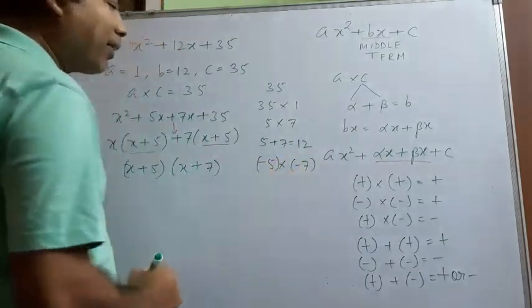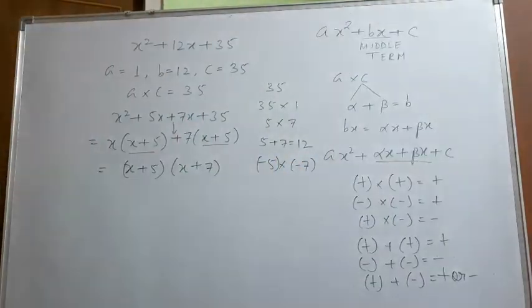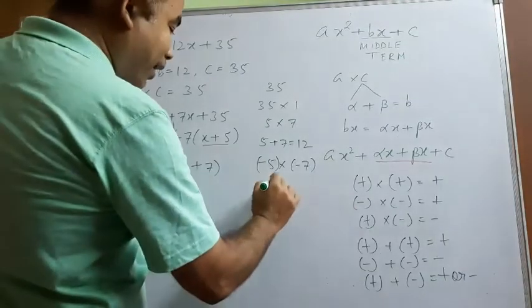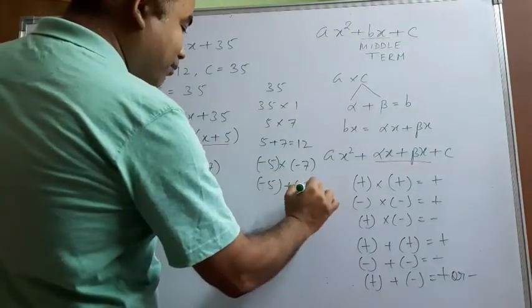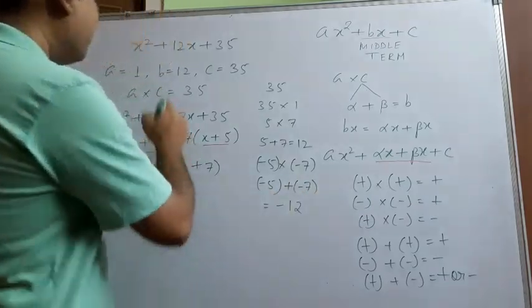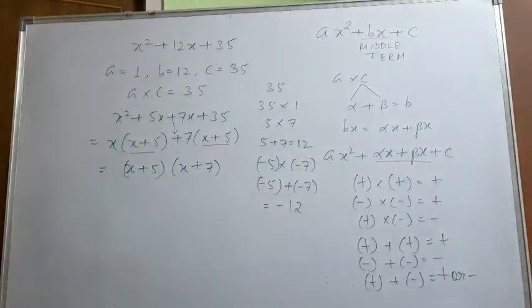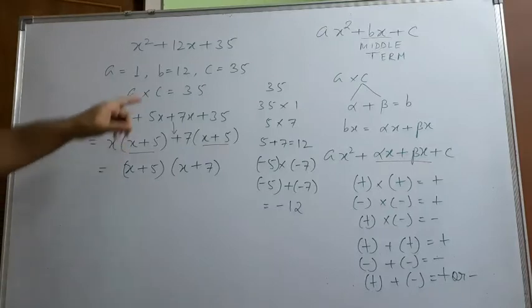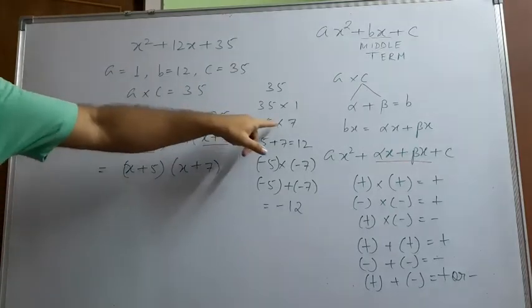Okay, 35 can be factorized as minus 5 into minus 7 also. But what will happen if I add these two factors? Then my answer is not a positive number. My answer will be a negative number. But here b is positive. That's why. Okay, so then 12x can be written as 5 7s are 35.